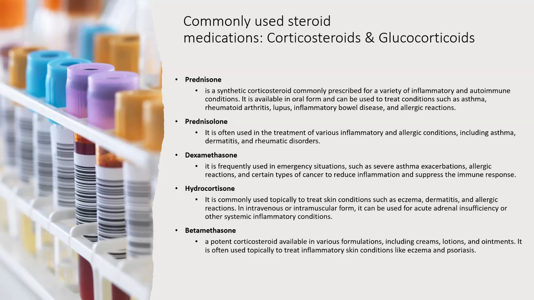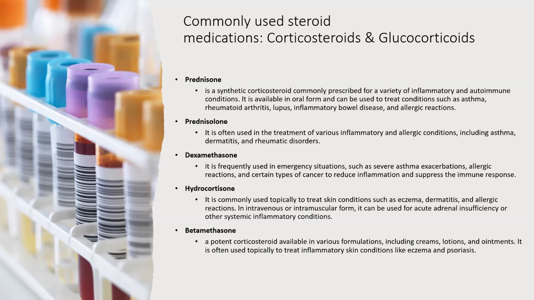Dexamethasone. Dexamethasone is a potent glucocorticoid that is frequently used in emergency situations. It is highly effective in managing severe asthma exacerbations, allergic reactions, and certain types of cancer to reduce inflammation and suppress the immune response. Due to its long duration of action and high potency, dexamethasone is often chosen for acute and severe conditions.